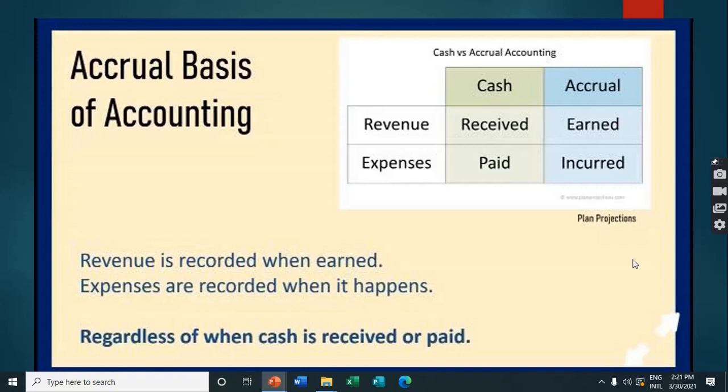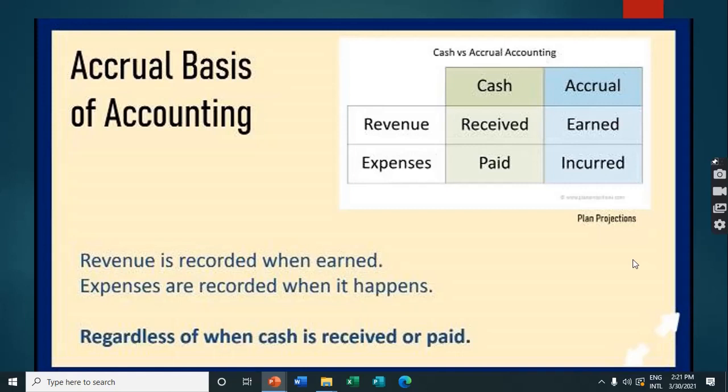I-record mo pa rin siya ng January kasi yun yung expenses mo yun for the January, kahit binayaran mo siya on February. So, that is your accrual concept. Pag natanggap mo na, perform mo na yung service, dun mo siya i-record. Pag nandun na yung payment na babayaran mo, dun mo siya i-record.